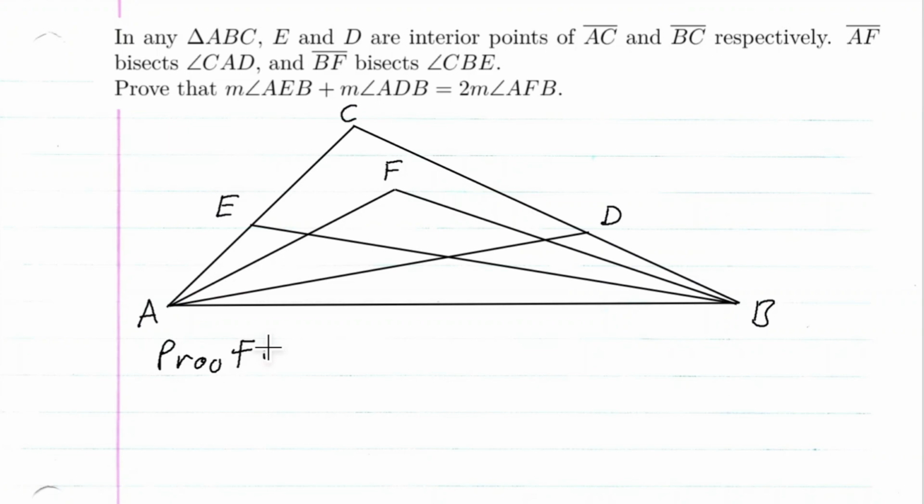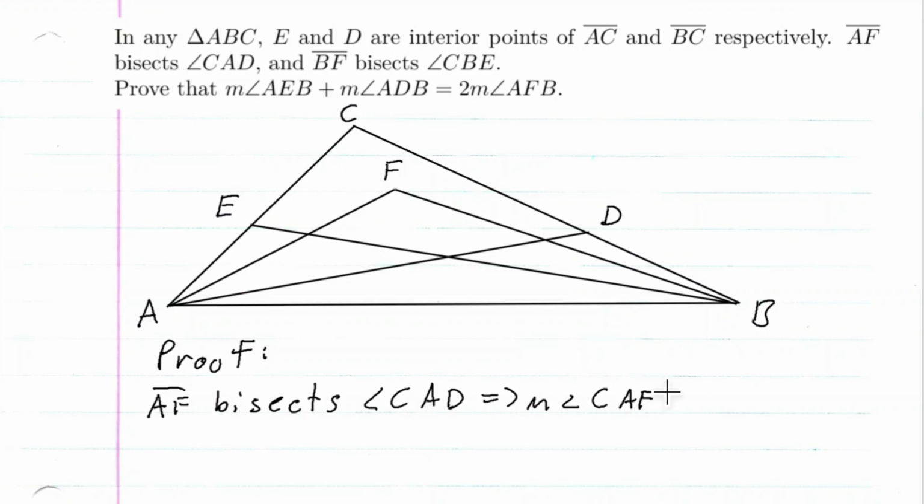The first thing we know is that AF bisects angle CAD. So let's write that: AF bisects angle CAD, which implies that the measure of angle CAF is equal to the measure of angle FAD. We'll let both of those equal x. So this angle has a measure of x and this angle has a measure of x, because AF bisects that angle.